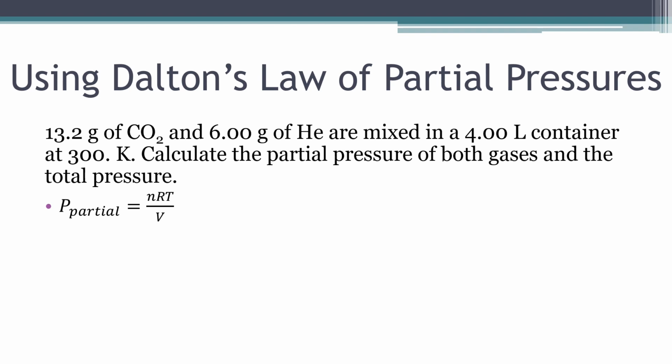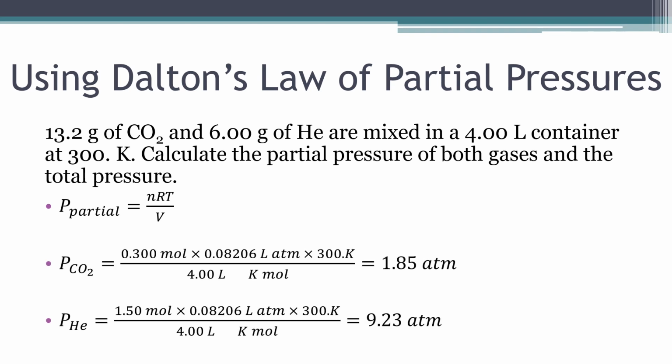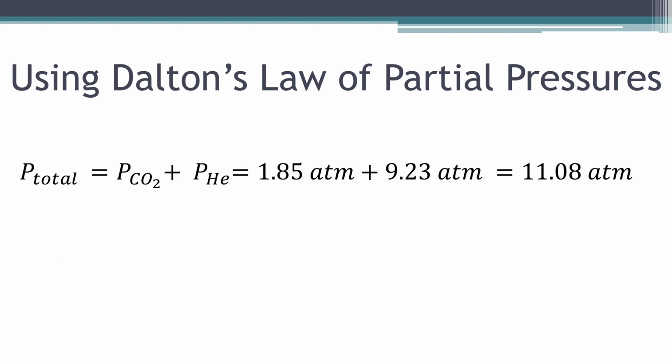Next, I can use the ideal gas law to find the partial pressures. Note, the only term that's different is the moles of each gas. Now, I can sum the partial pressures to find the total pressure. The total pressure is 11.08 atmospheres.